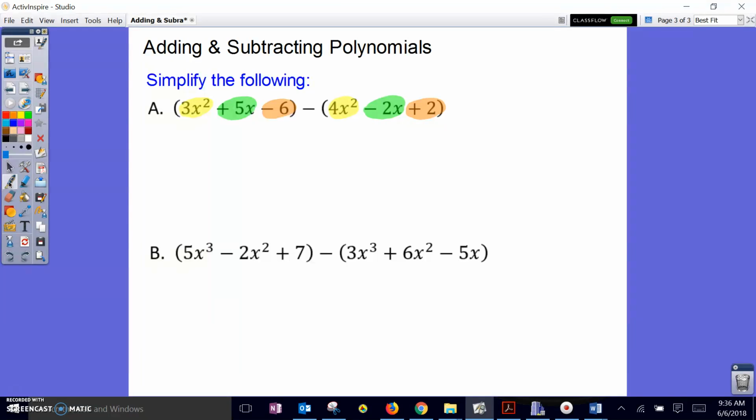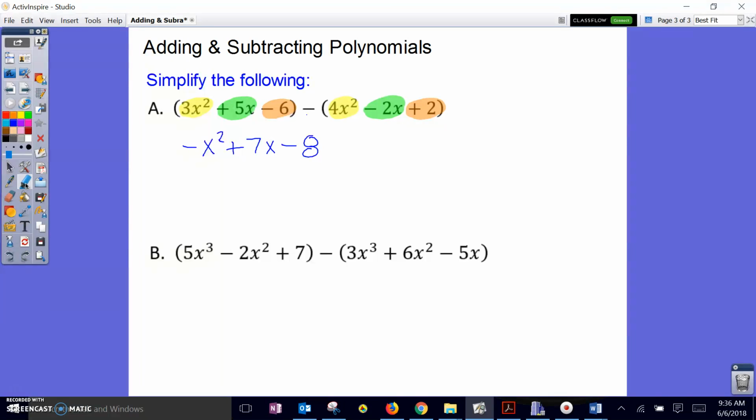We start with the x squareds. 3x squared minus 4x squared gives us negative 1x squared. 5x minus a minus 2x. 5 minus a minus 2 is the same as 5 plus 2. It's going to give us a plus 7x. And minus 6 minus a positive 2 gives us a minus 8. And that's what we get when we subtract those two polynomials.